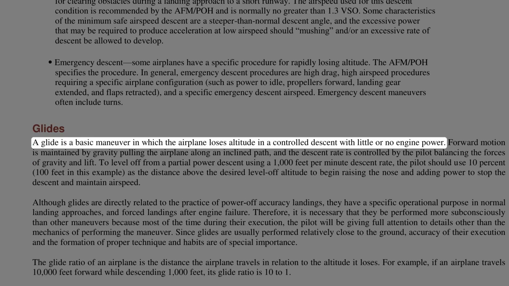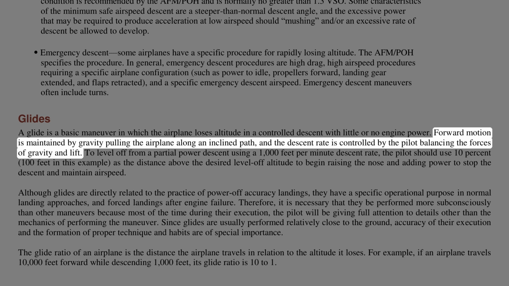Glides. A glide is a basic maneuver in which the airplane loses altitude in a controlled descent with little or no engine power. Forward motion is maintained by gravity pulling the airplane along an inclined path, and the descent rate is controlled by the pilot balancing the forces of gravity and lift.